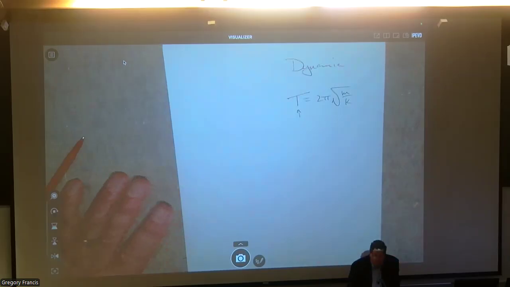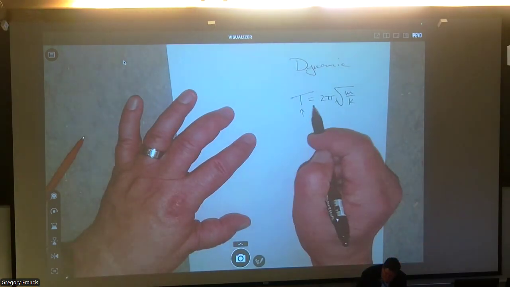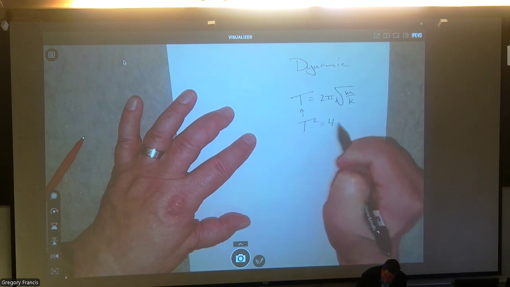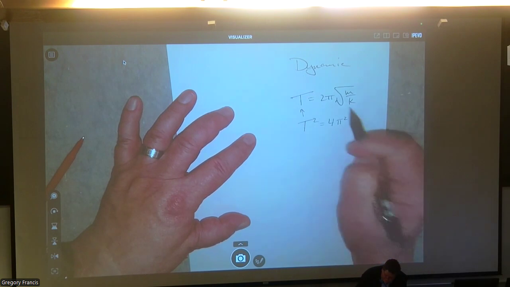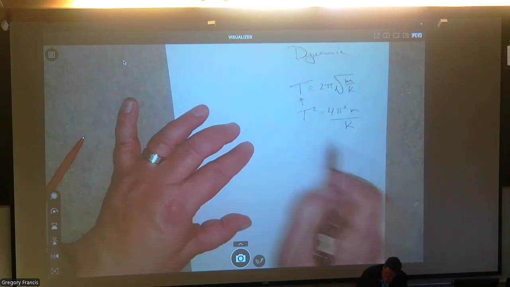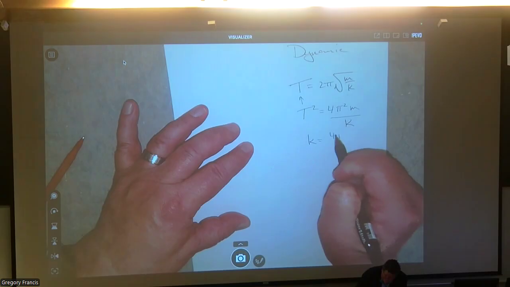Now, I hope that you've all practiced this math. It's not hard. If I square both sides, I get T squared. 2 squared is 4, pi squared is pi squared. The square of this gets rid of the square root sign. And now I can cross multiply and get.